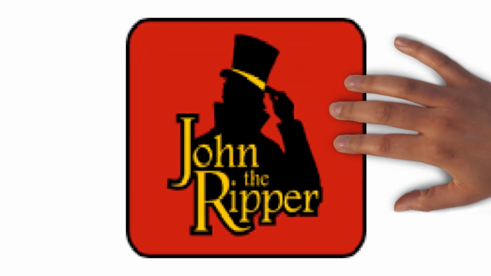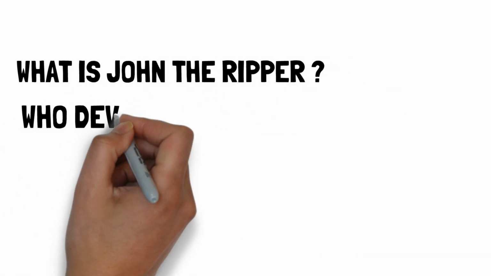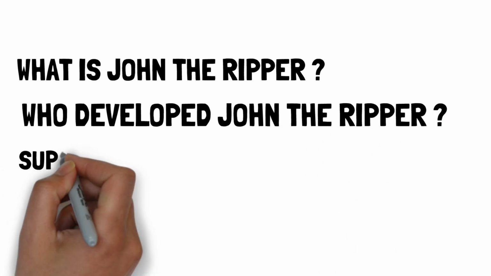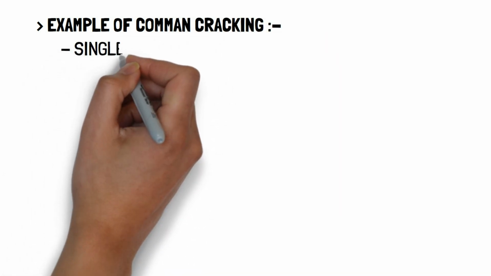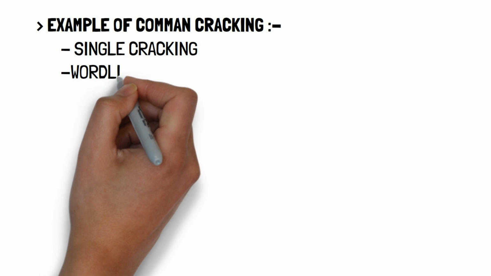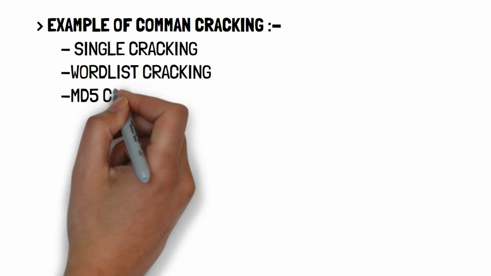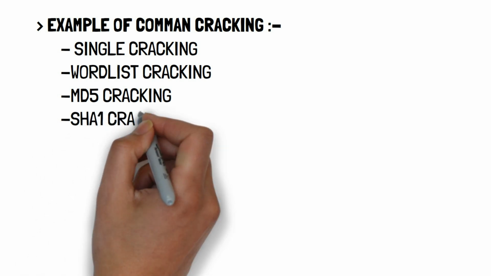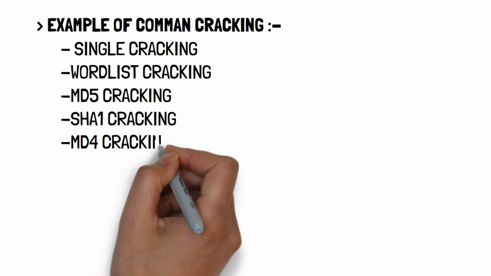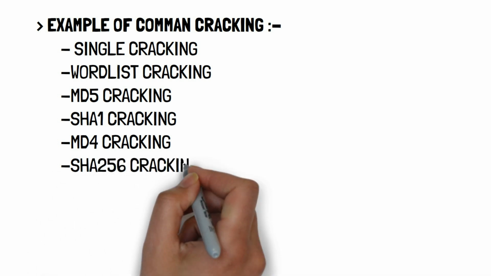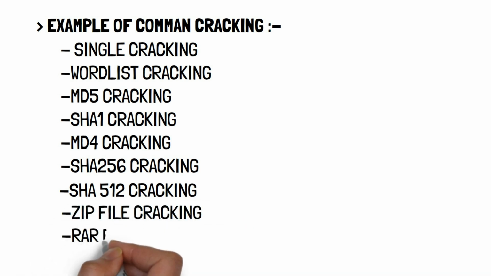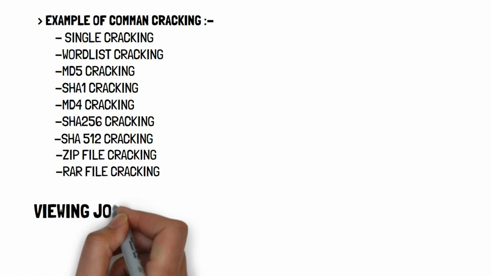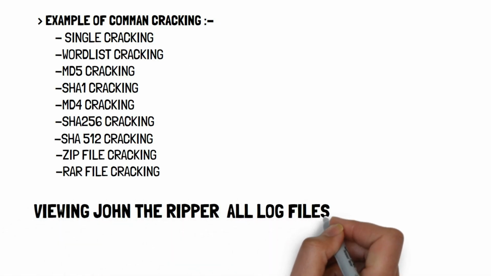Today, I will tell you about John the Ripper. What is John the Ripper? Who developed John the Ripper? Supporting formats in John the Ripper. Examples of common cracking: single cracking, word list cracking, MD5 cracking, SHA-1 cracking, MD4 cracking, SHA-256 cracking, SHA-512 cracking, zip file cracking, RAR file cracking, and viewing all of John the Ripper's log files. Now, start.